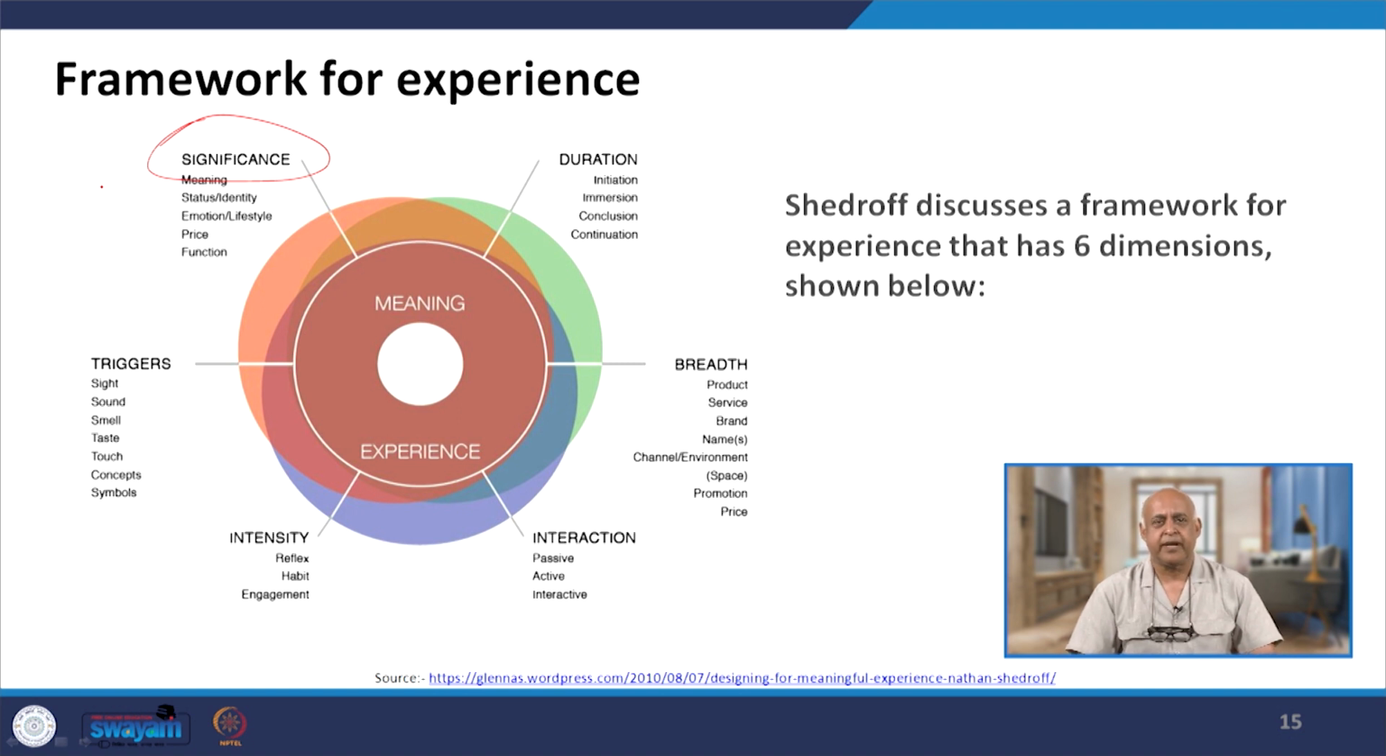When we are talking about the breadth of the job, then the product, service, brand, name, channel and the promotion price. All these make up the breadth of that particular job. Now, the question arises about the interaction in the experience. What type of interaction did you have? Whether it was active, passive or interactive. Naturally, when you are talking about a meaningful job, you will like to have a job which is more interactive. When we are talking about the intensity, that is reflex, habit, and the employee's engagement.